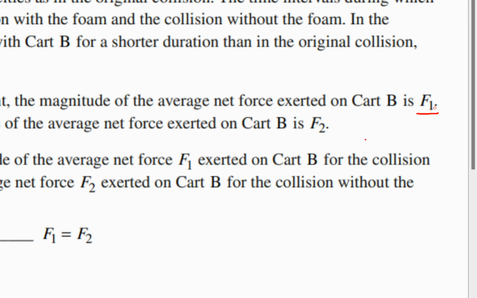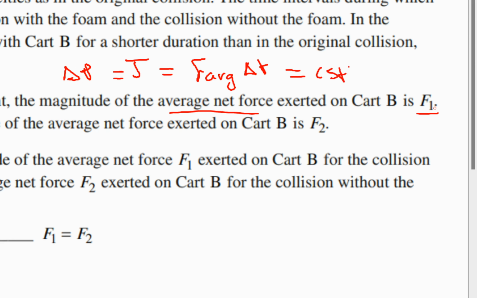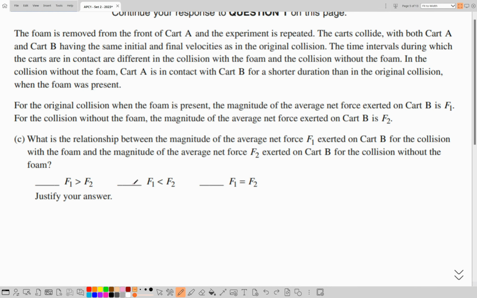The thing is that, if you remember, we're talking here about the average net force, and the impulse is given by F average times delta t. Because we didn't change the initial and the final velocities, the impulse would be the same, which is the change in momentum. Here we're talking about the impulse exerted by A on B or B on A, which are the same for both. So we will assume that this quantity is constant. Now if delta t decreases, what will happen? F average will increase. Remember that without the foam, the duration decreases, so delta t decreases, which means that F2 will increase. And in this case, the correct choice would be F2 is greater than F1.